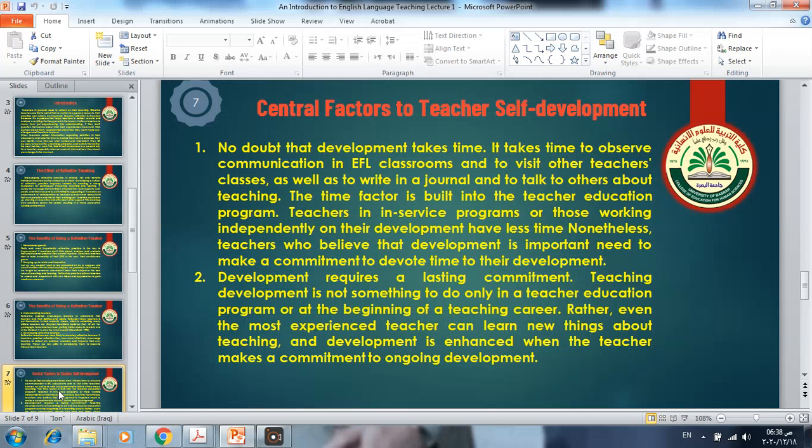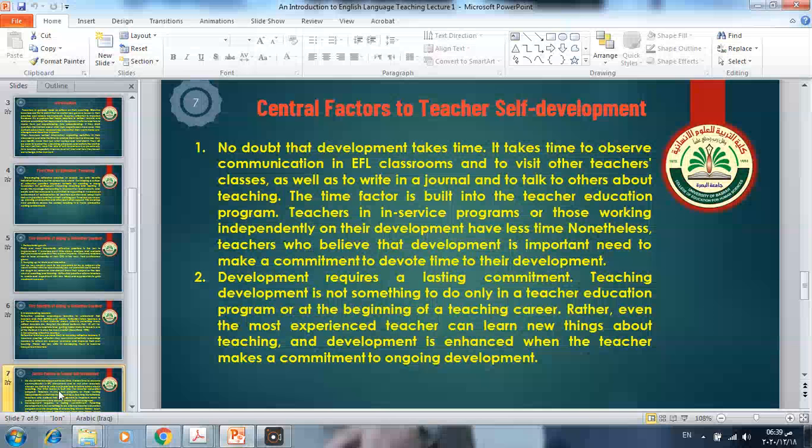Now, there are some central factors to self-development. What are they? Number 1, no doubt that development takes time. So the first crucial factor related to self-development is time. It takes time to observe communication in the English foreign language classrooms, to visit other teachers' classes, to write in a journal, and to talk to others about teaching. So the time factor is built into the teacher education program. In the teacher development program, time is a crucial aspect.